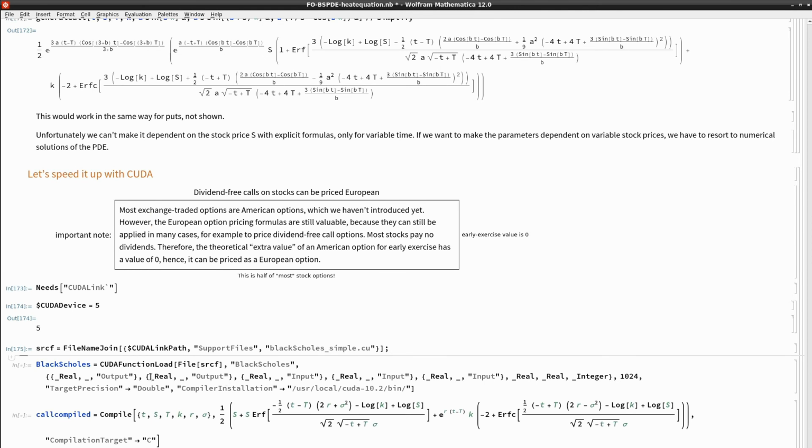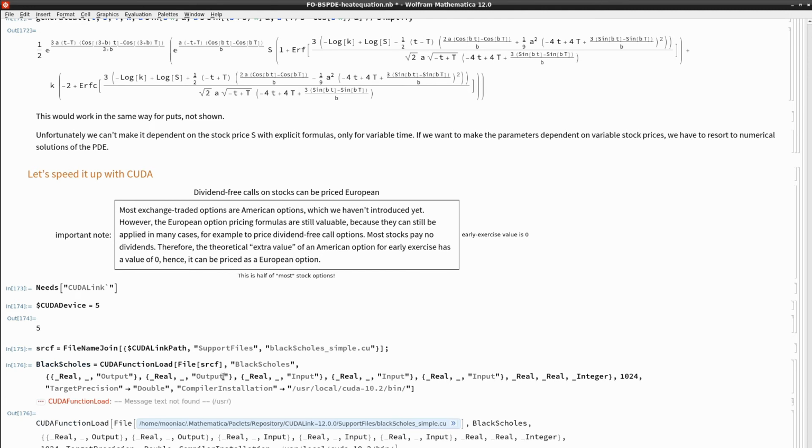So we have Black-Scholes in the support files. This is very useful, that we have this right there in our Mathematica installation. It makes it extremely convenient, because now we have European option prices directly at our fingertips, ready for CUDA.